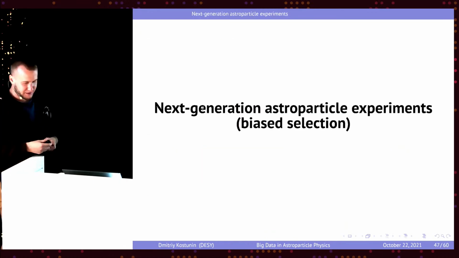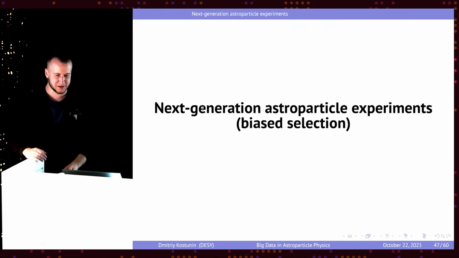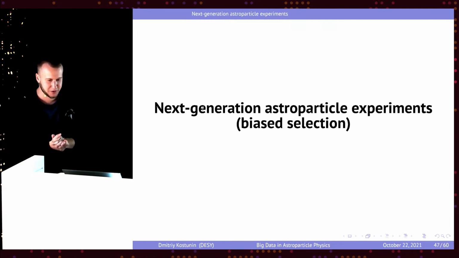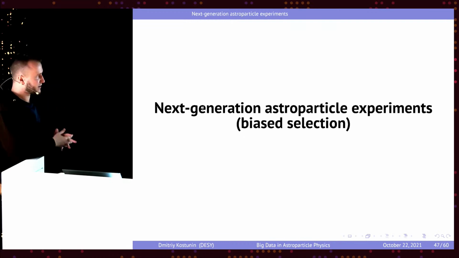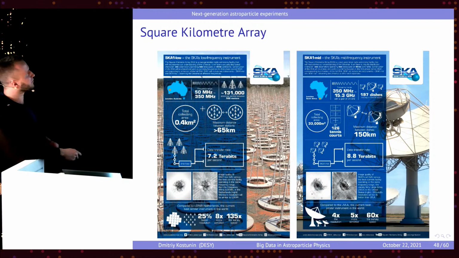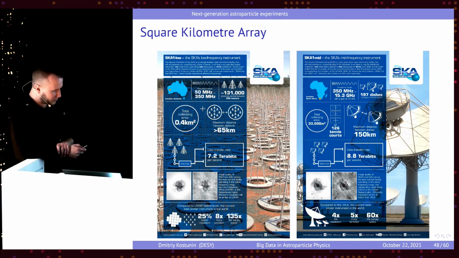Yeah, so now I will go to, let's say, next generation astrophysical experiments. It's a very biased selection, where I want to focus on the data rates, to discuss them, the big data stuff. First of all, I guess the most ambitious one is the Square Kilometre Array.